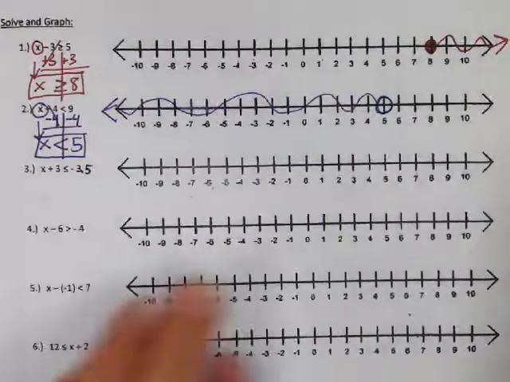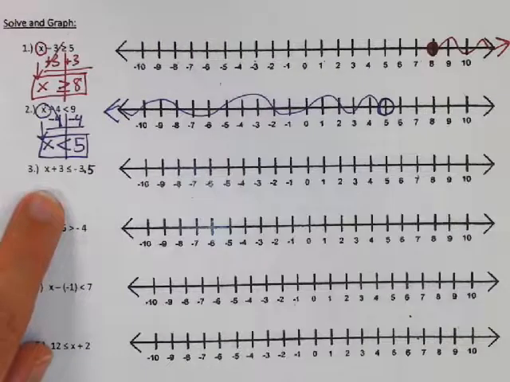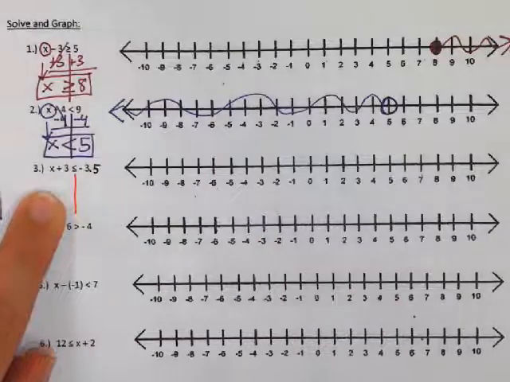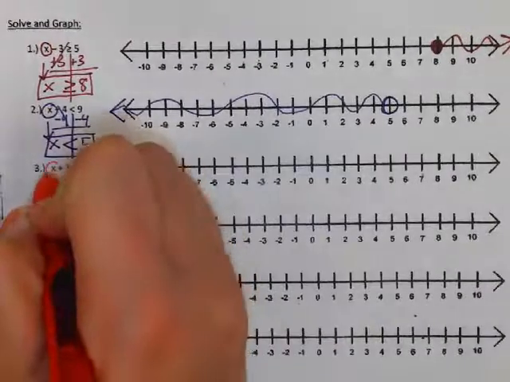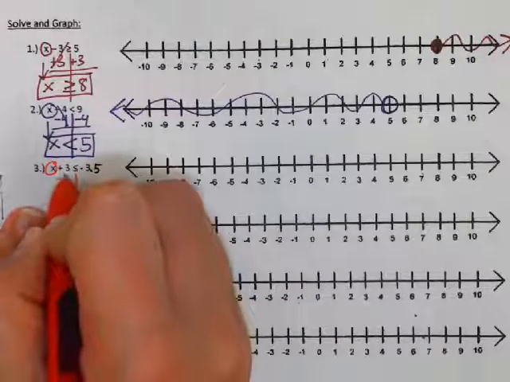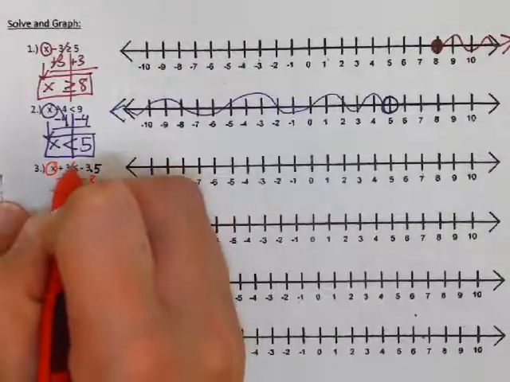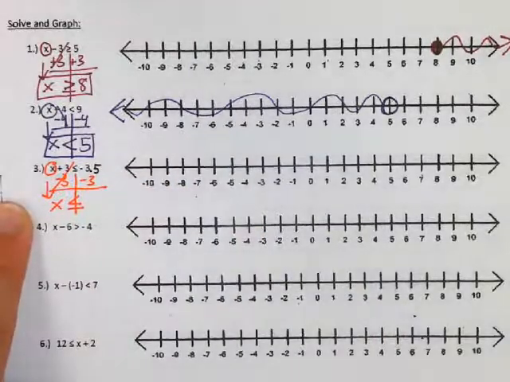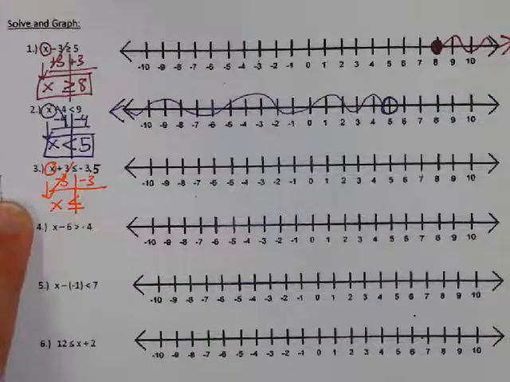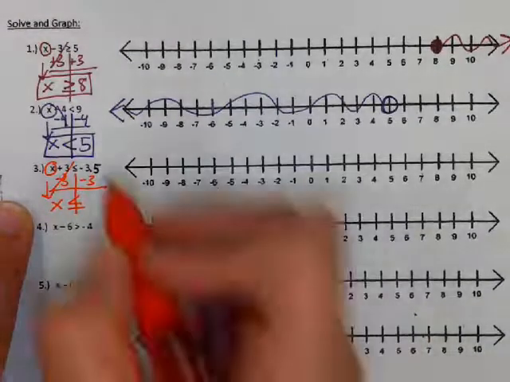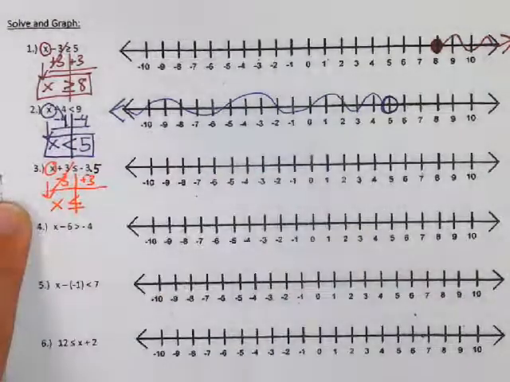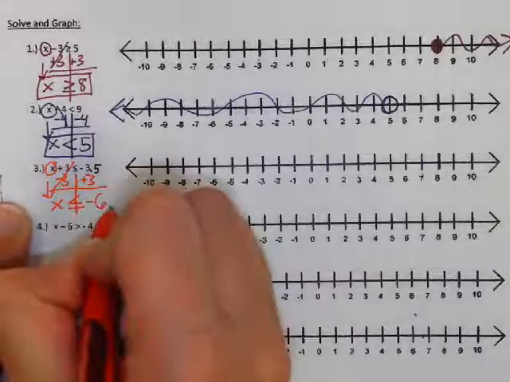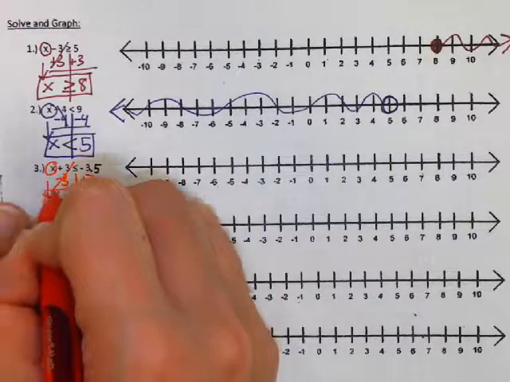Very good. Number 3. X plus 3 is less than or equal to negative 3.5. Draw my line, find my variable. I'm going to subtract 3 from both sides. Bring down my variable. X is less than or equal to, well, what's negative 3.5 minus 3? Keep change opposite. Negative 3.5 plus negative 3 gets me negative 6.5.